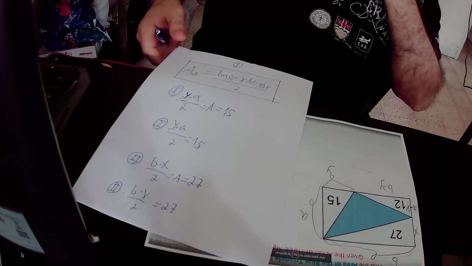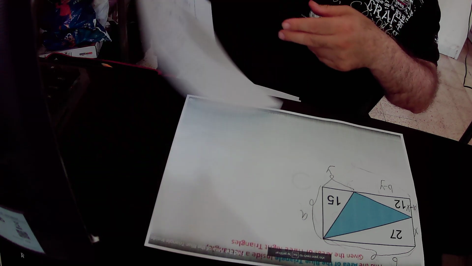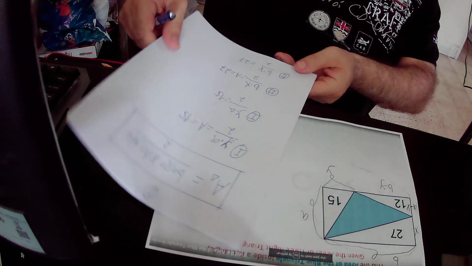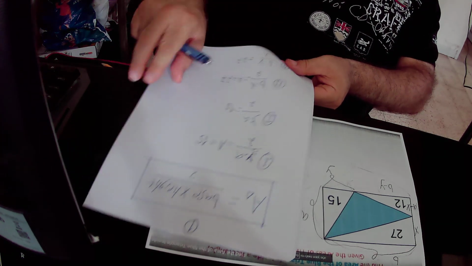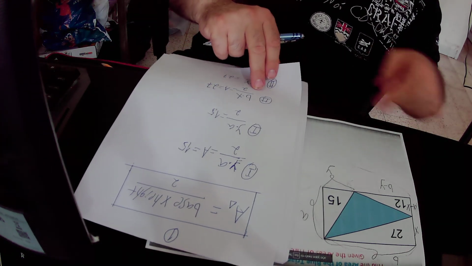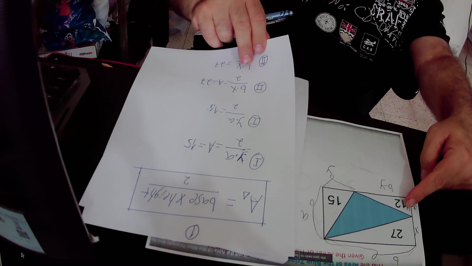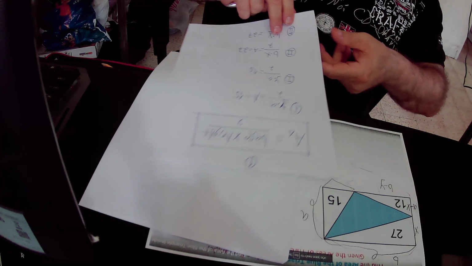Okay, now we will move to the third triangle, that is to say the triangle whose area is 12 units.